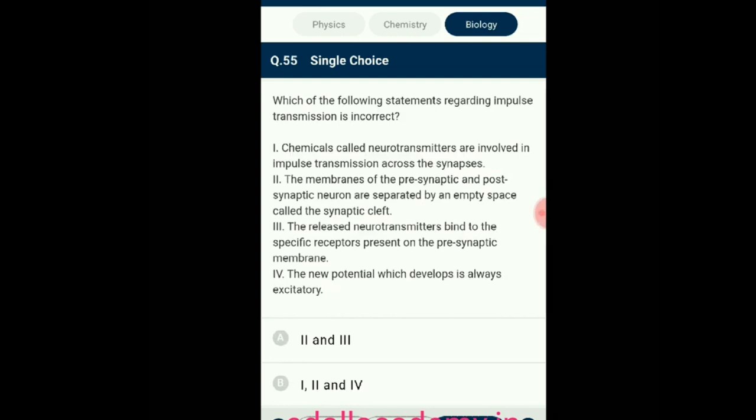Question number 55. Which of the following statements regarding impulse transmission is incorrect?